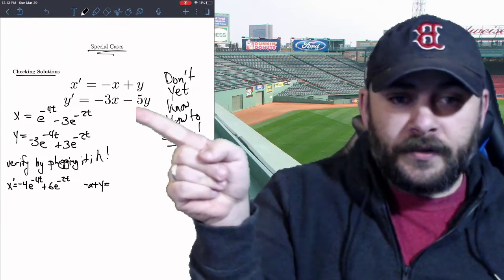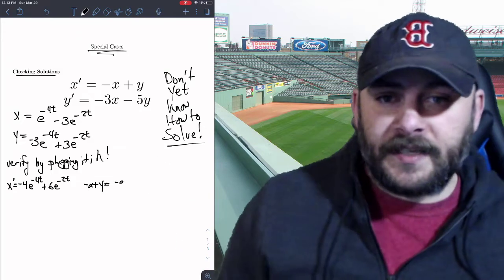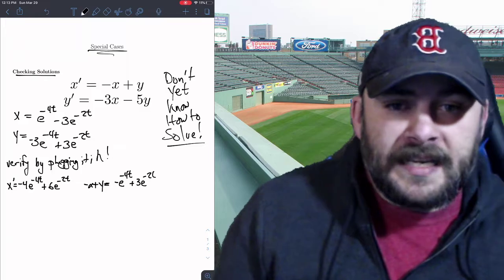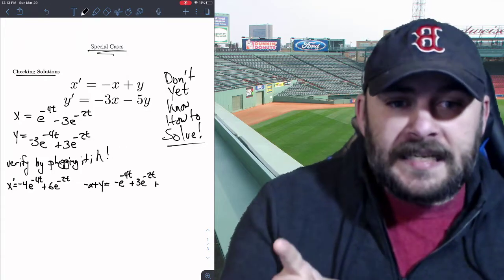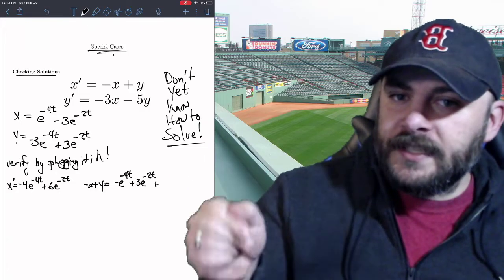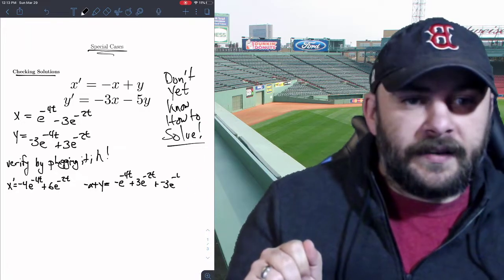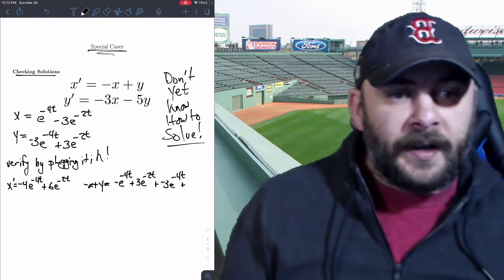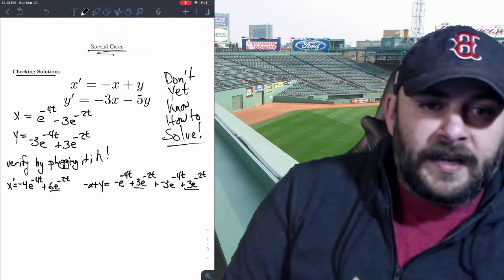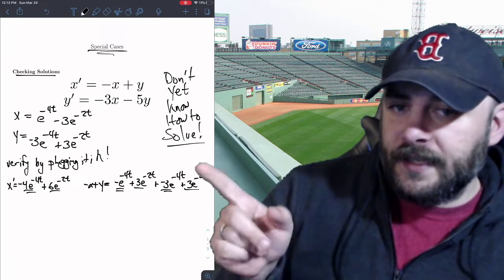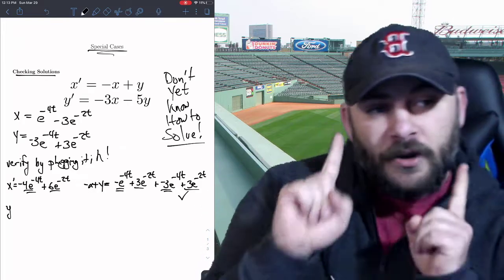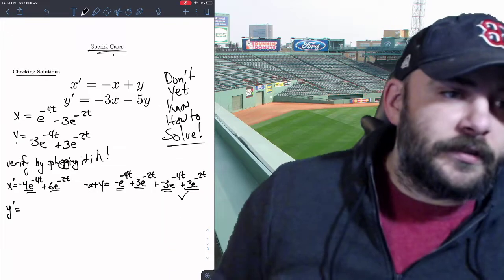Then plug in the solutions I gave you for x and y into that expression. So we have negative e to the negative 4t plus 3e to the negative 2t, plus negative 3e to the negative 4t plus 3e to the negative 2t. When you do the algebra, look at how we've got a 3 and a 3 in front of the e to the negative 2t. That's a 6. And then negative 1 and negative 3, that's a negative 4. Awesome. Those two things are the same, so that is a solution for x.